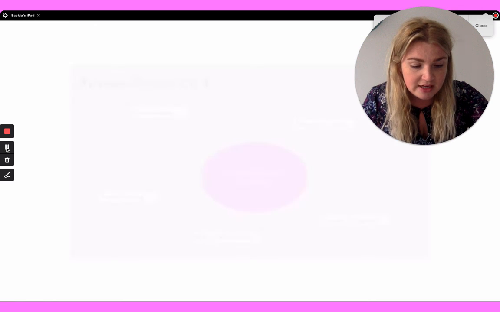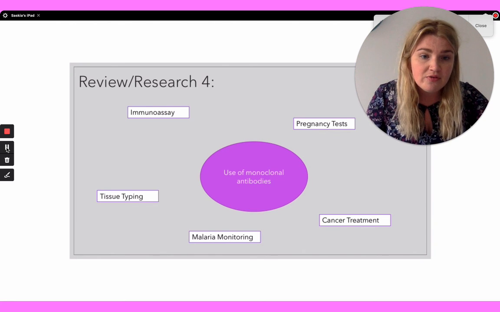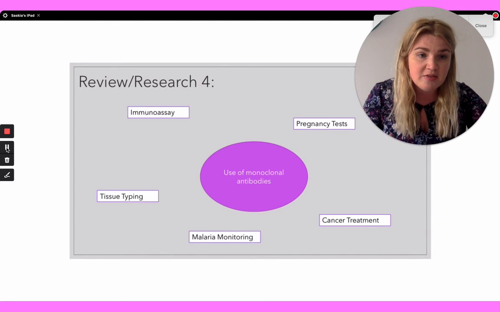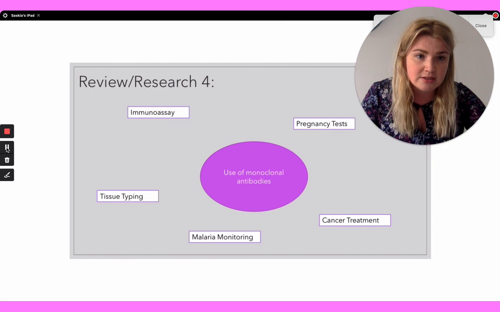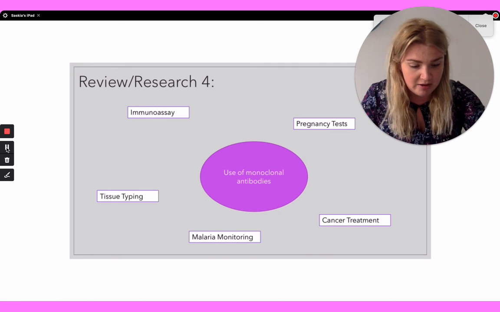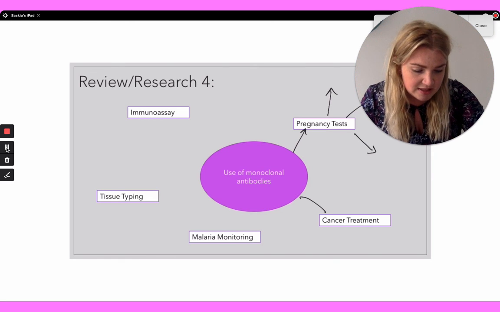And then finally, what I'd also like you to do is a little bit of research. There are quite a lot of uses of monoclonal antibodies. I put up maybe the 5 most commonly used ones. So what I'd like you to do now is a little bit of research and make me a little mind map. Just tell me how they're used in pregnancy tests and fill it in. How are they used in cancer treatment?